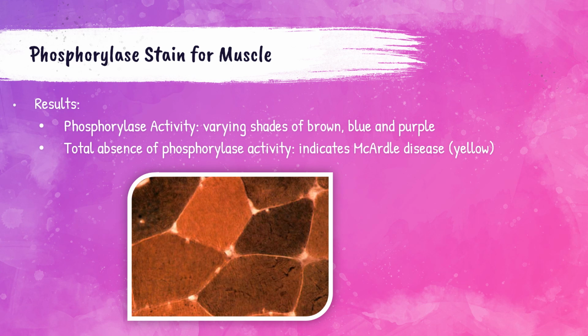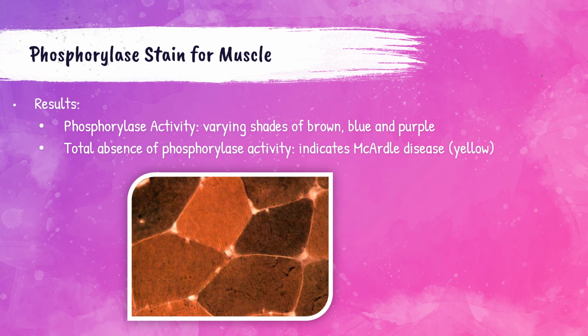When properly stained with this phosphorylase technique, any phosphorylase activity will have varying shades of brown, blue, and purple. A total absence of phosphorylase activity indicates that the patient has McArdle disease, which we've discussed before. This photo shows a frozen section of muscle that has been stained using this technique.